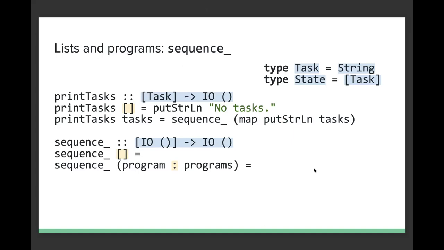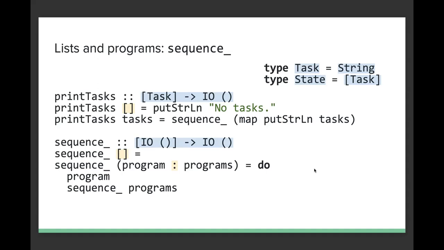So let's do that. If we have at least one program, then it's very easy to do the recursive call. We just run the program, and notice that we have just taken this program from the list and we use this program as is in the do notation, because a program is a program, so we can use it directly in a do notation. And then in the next line, we do the recursive call, calling sequence of the rest of the programs.